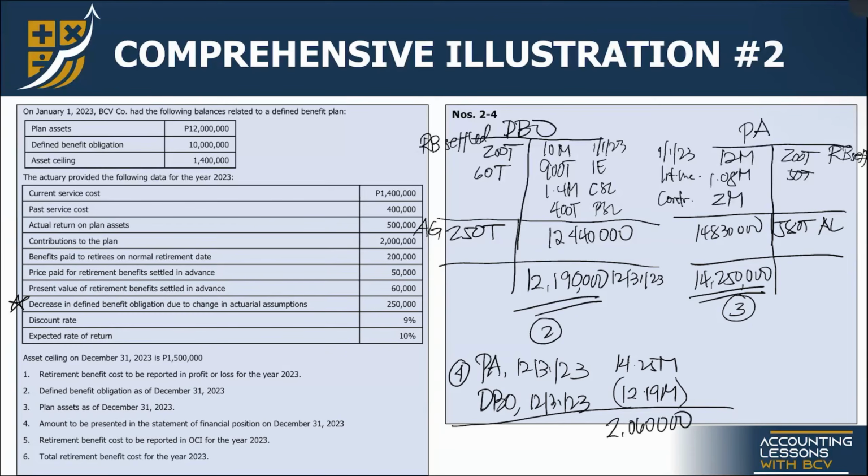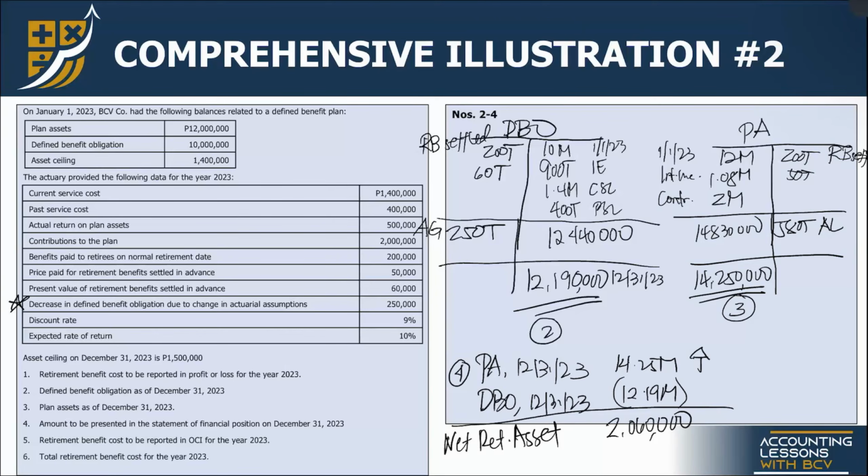2,060,000. Okay? Anong tawag natin dyan? That is the computed net retirement asset. Dahil mas mataas si plan assets, meron tayong net retirement asset na 2,060,000.